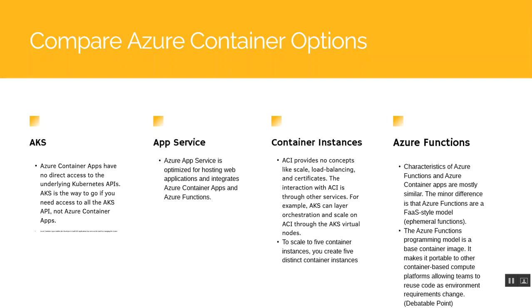The last but not least is Azure Functions, which is my favorite. The characteristics of Azure Functions and Azure Container Apps look 90% similar, but the approach we take to deploy our application differs. If you have a FaaS model, functions as a service, and that's how your application is being built, then you can go for Azure Functions. The Azure Functions programming model is based on a container image, which makes it portable to other container-based compute platforms, so you can reuse the code as environment requirements change. It's actually a debatable point: do I choose Azure Functions or container apps for production?